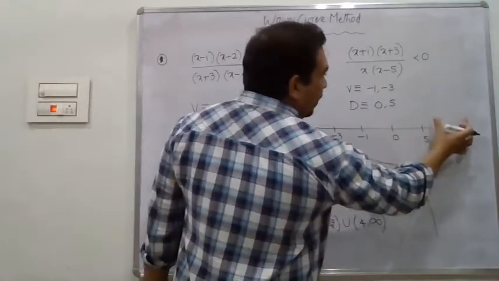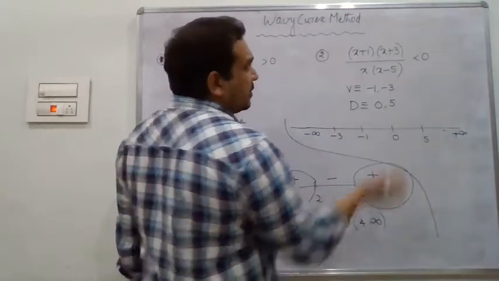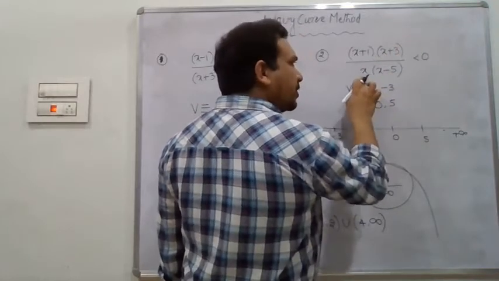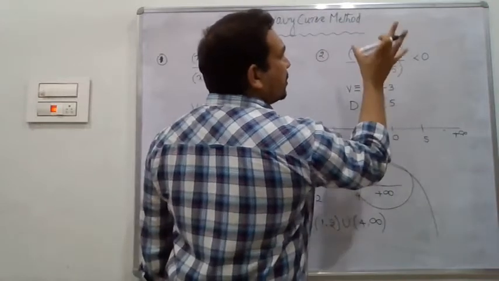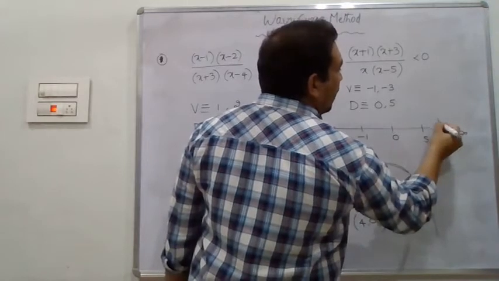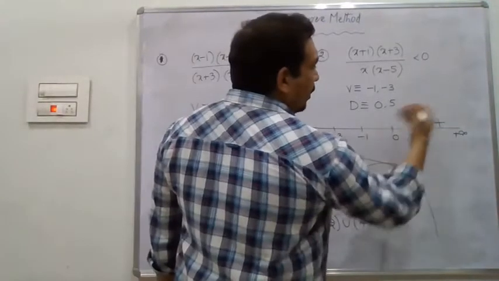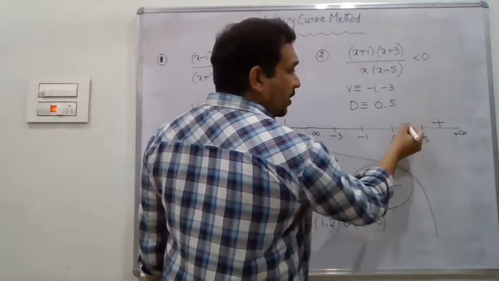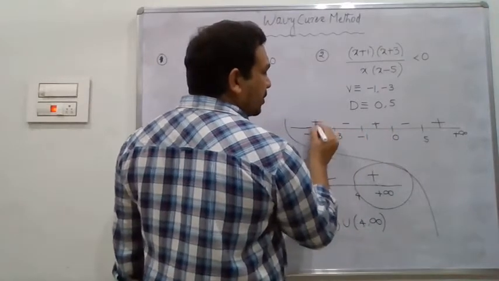We'll start from the right side, more than 5. Let us take any point more than 5, which is 6. Substitute 6 here. 6 plus 1 is 7, positive. 6 plus 3 is 9, positive. 6 is positive. 6 minus 5 is 1, which is also positive. So product and division of all positives is always positive. Means for the rightmost portion, more than 5, all the values give the expression value as positive. If this is positive, now this region must be negative. Alternate sign change. If this is negative, then this portion is positive. This portion is negative. Then this portion is positive.